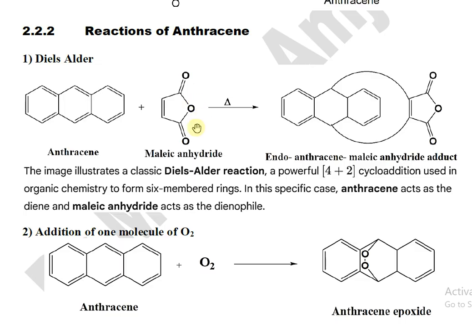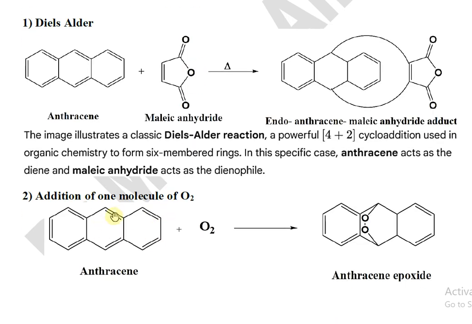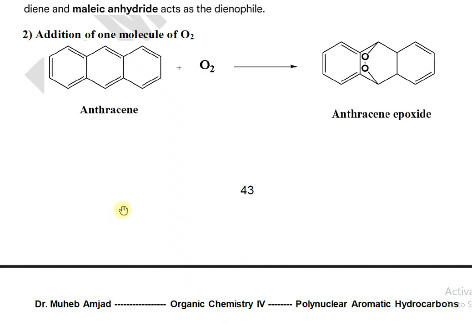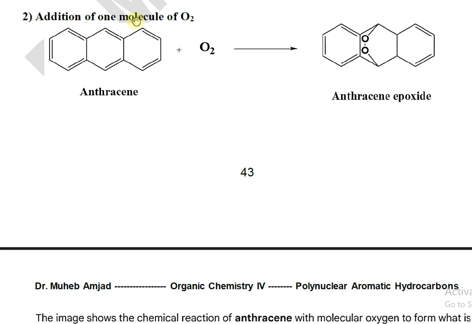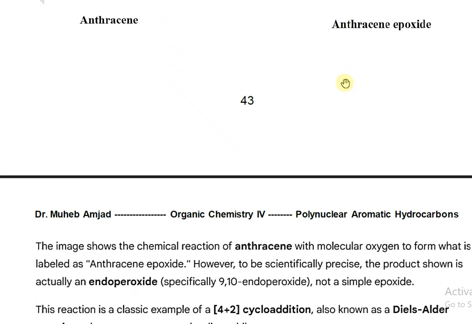The second reaction of the anthracene is oxidation with oxygen gas to give you anthracene epoxide. This epoxide, we know the epoxide compound has an R-O-R, an oxygen bridging alkyl groups.